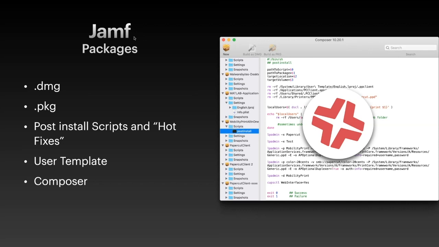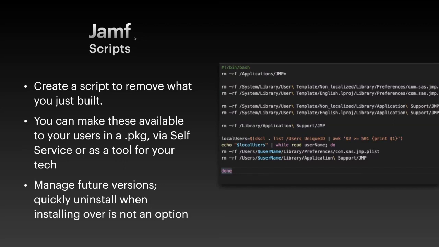So after you've built everything in Composer, so you know exactly where you've put everything, you have your application all there, I really recommend building a script that will remove what you just built. So you know what little edits you've made, you know like all the application support files you've put into place. A year from now, you might not remember all of that. So build it now, and then you can make these removal scripts available to various people. So you can make it available to your user in a PKG that they can double click. You can make it available via your self-service or as a tool for your techs to use. This helps you manage future versions, especially if you might need to just quickly uninstall a single application in the middle of a semester before uploading a new one.